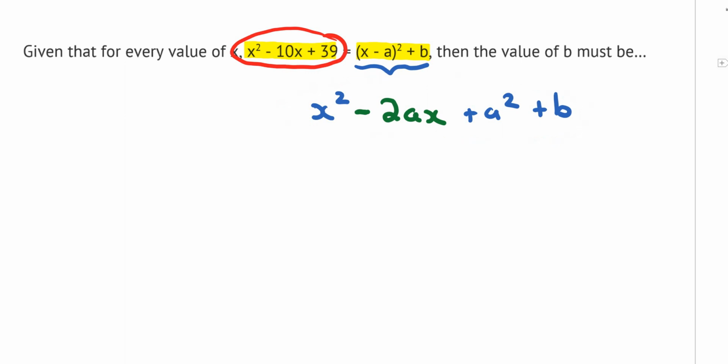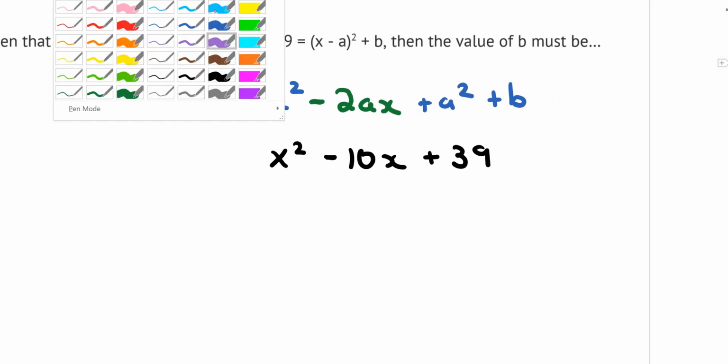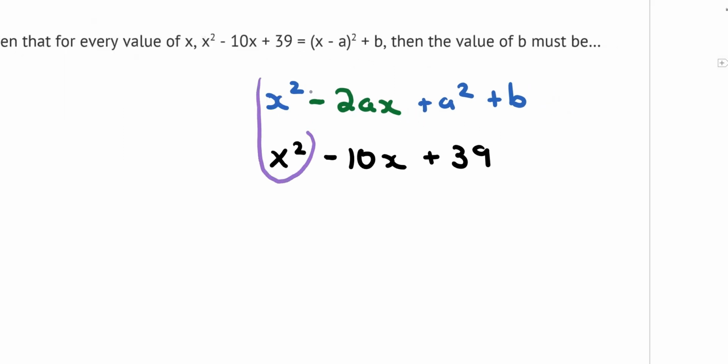Okay, so what I'm going to do now is rewrite the x squared minus 10x plus 39 underneath this. And let's make some careful observations here. You should notice that this x squared and this x squared are equal, right? Then you should also notice that this negative 2ax and this 10x are kind of lined up to be equal, right?